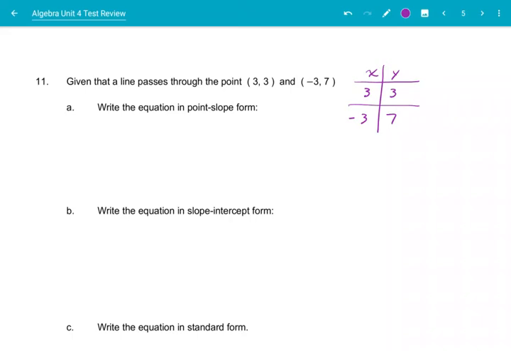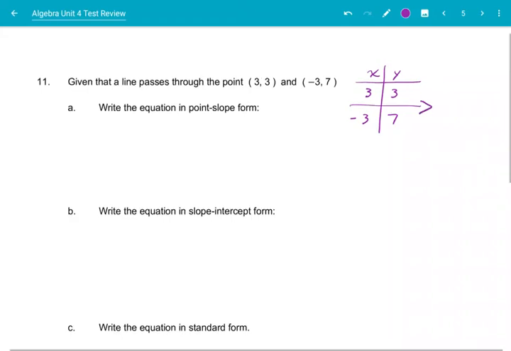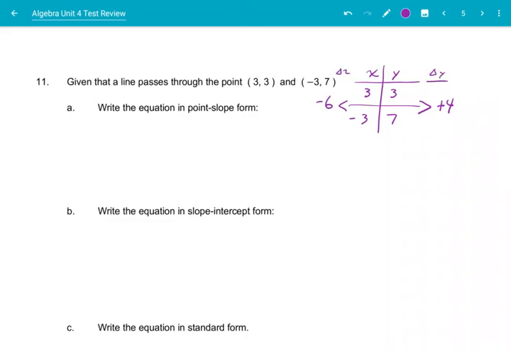This is kind of a shortcut version of the slope formula. We'll just find the difference here. To get from 3 to 7, I added 4. To get from 3 to minus 3, I subtracted 6. So here's my change in y, and here's my change in x. So the slope equals the change in y over the change in x, which is the rise over the run. And that's 4 over minus 6, which reduces to 2 over minus 3.